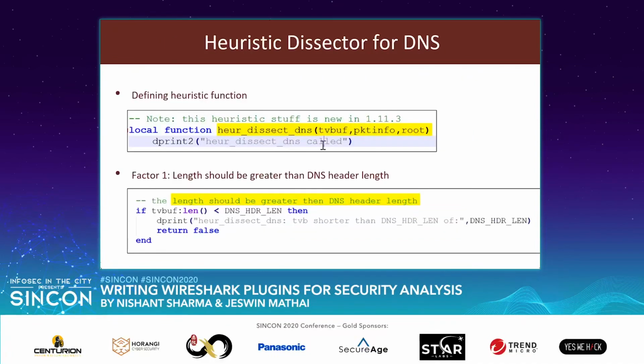So what were the heuristics in this case? If we take a look, first is this function which handles the tvbuff, the packet info and the root from Wireshark. It will print that this dissector DNS is called, and then here is the first check: whether the remaining length of the passed buffer is greater than the DNS header length. If it is a DNS packet, this condition needs to be true. It cannot have length less than the DNS header, because your packet should have the header, then the payload. If it is less than that, then obviously it is not a DNS packet.